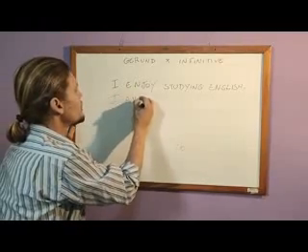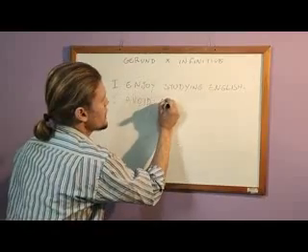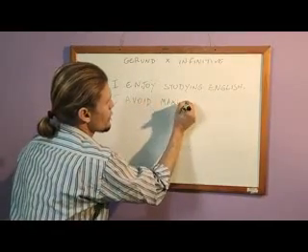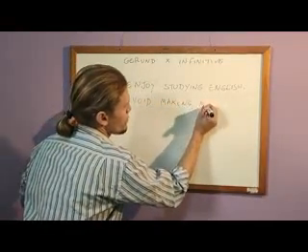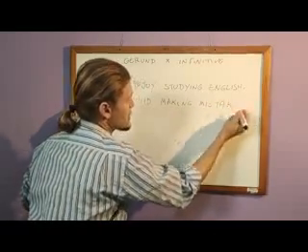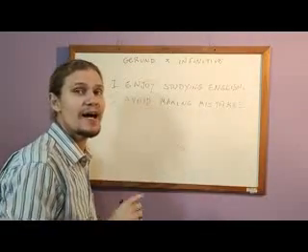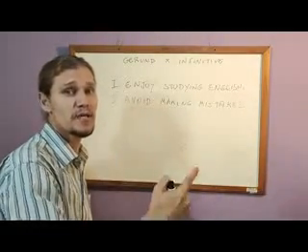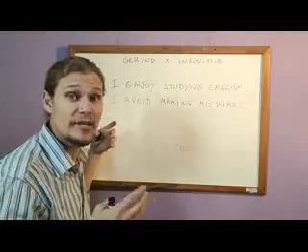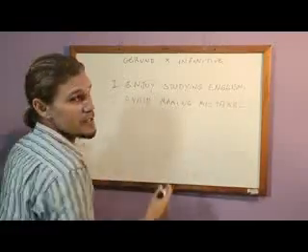Another verb that you use to put the second verb of the sentence in the gerund form: I avoid making mistakes. It doesn't mean I don't make mistakes. It means I avoid. I try not to make mistakes. That's what avoid means. I try not to. I avoid making mistakes. Very good.